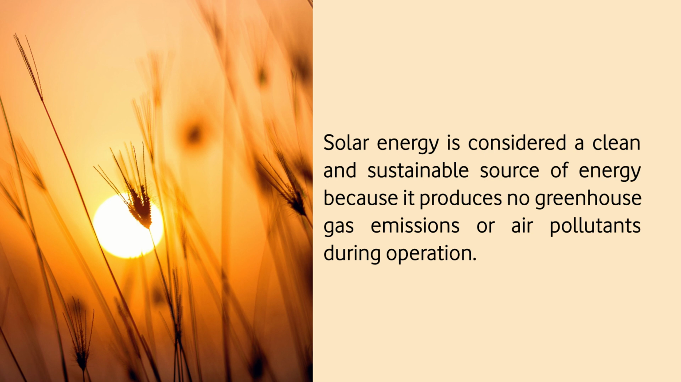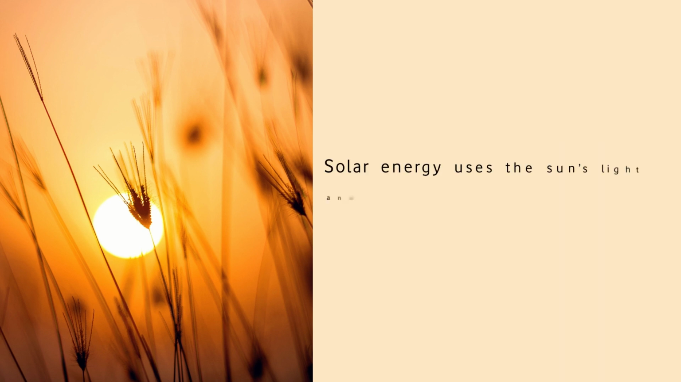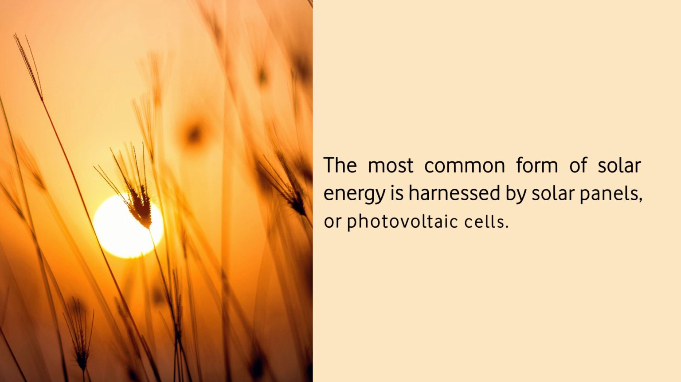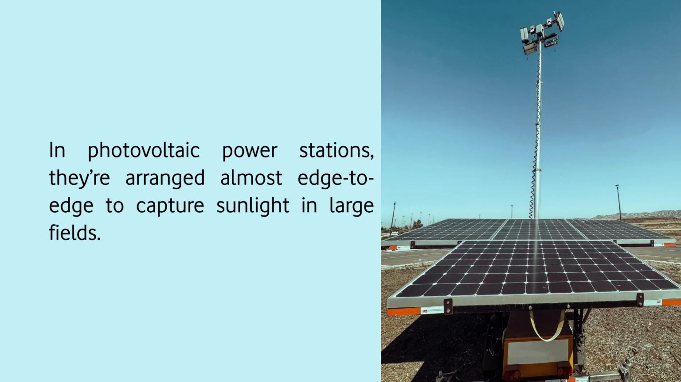Solar energy is considered a clean and sustainable source of energy because it produces no greenhouse emissions, or you can say air pollutants, during its operation. Solar energy uses sunlight and heat to generate renewable, or you can say green, power. The most common form of solar energy is harnessed by the solar panel, or you can say the photovoltaic solar cell. In a photovoltaic power station, they are arranged so as to capture sunlight in a large field. You will also see them on top of houses and other buildings at times as well.